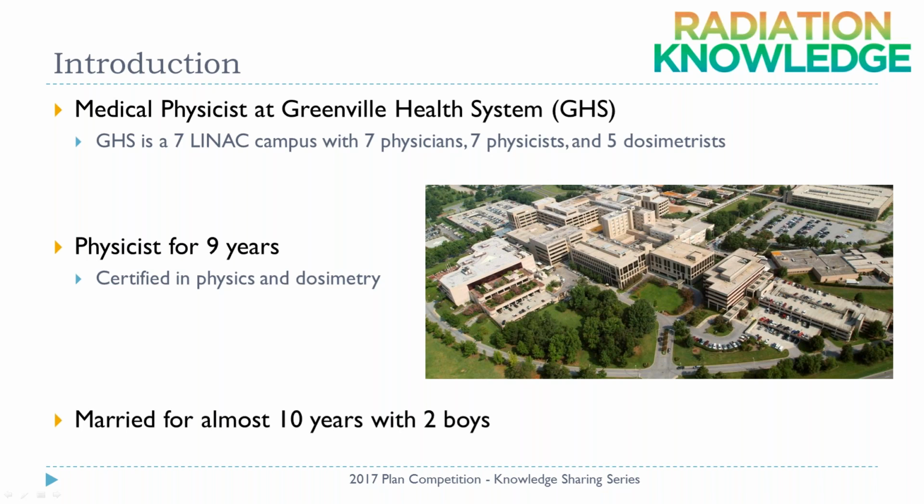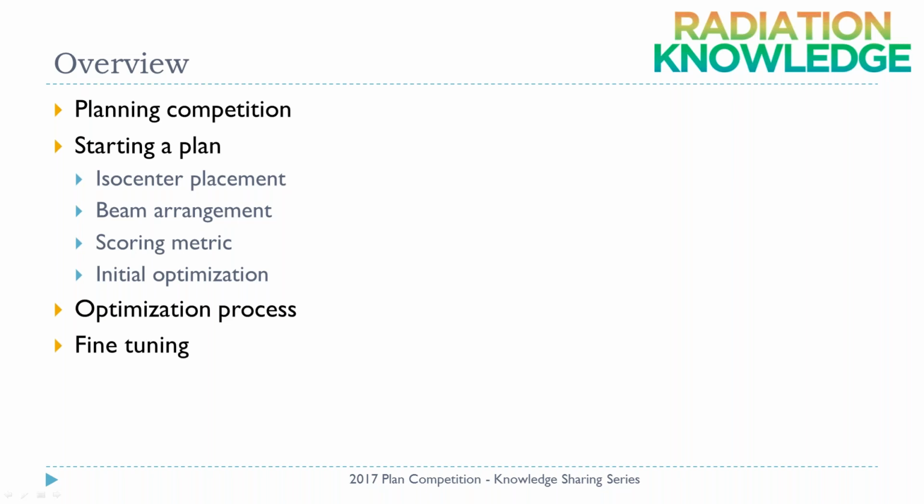scores. So again, my name is Jonathan Stenbeck, and I'm a medical physicist at Greenville Health System, and we call it GHS here. And GHS, it's a kind of big campus. There's 7 LINACs, 7 physicians, 7 physicists, and 5 dosimetrists. And I've been a physicist for about 9 years, and I'm certified in physics and dosimetry. And outside of work, I've been married for almost 10 years, and I have 2 boys, a 3-year-old and a 3-month-old.